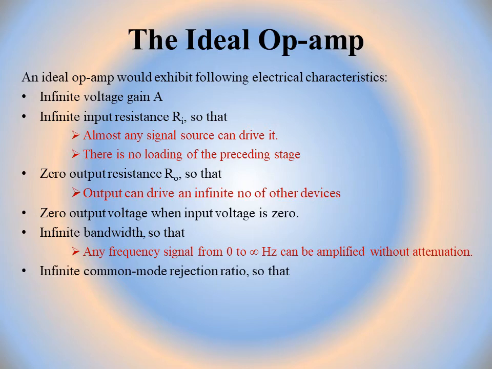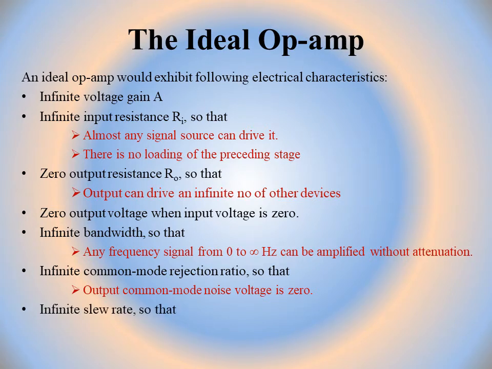Next is infinite common mode rejection ratio. It should have infinite common mode rejection ratio so that the output common mode noise voltage is 0. So any noise introduced along with the input signal is reduced to 0, and only the input signal that is applied to the op-amp is amplified.